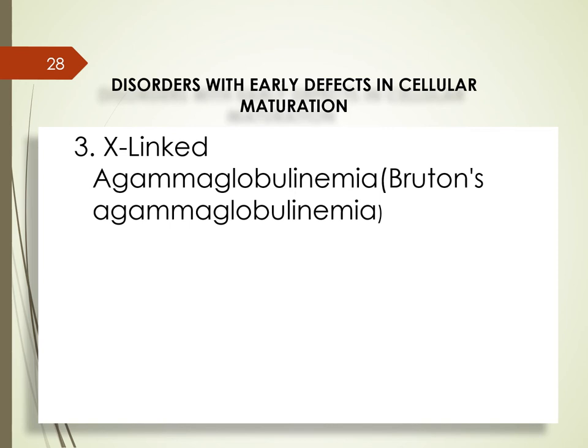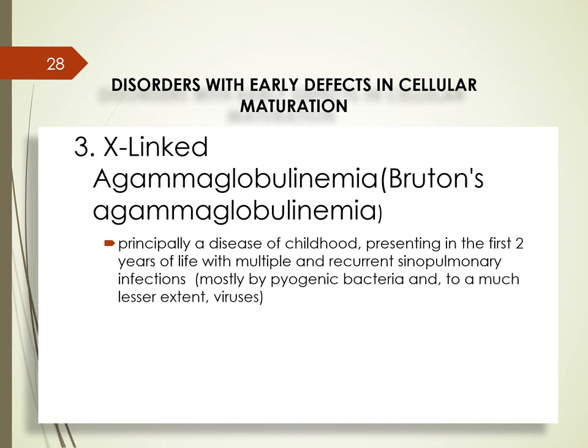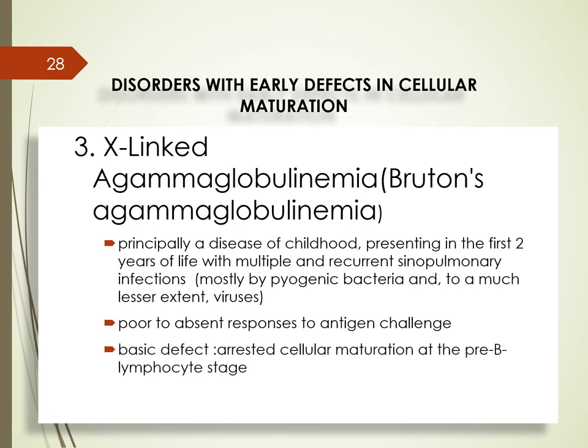Next would be your X-linked agammaglobulinemia, otherwise called your Bruton's agammaglobulinemia. This is a principal disease of childhood that presents within the first 2 years of life and manifests as multiple recurrent sinopulmonary infections, with the offending organisms often being pathogenic bacteria and, to a much lesser extent, viruses. With your X-linked agammaglobulinemia, there is poor to absent response to antigen challenge tests. The basic defect of this condition is an arrested cellular maturation at the pre-B lymphocyte stage.